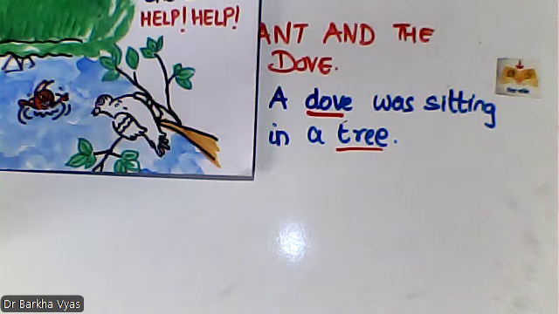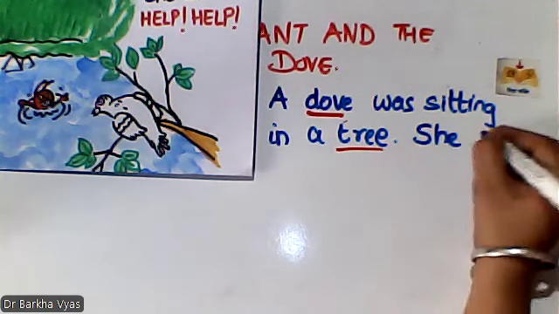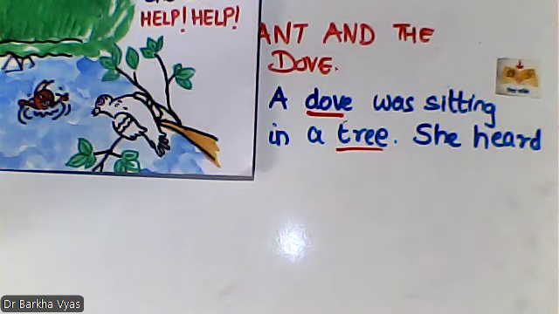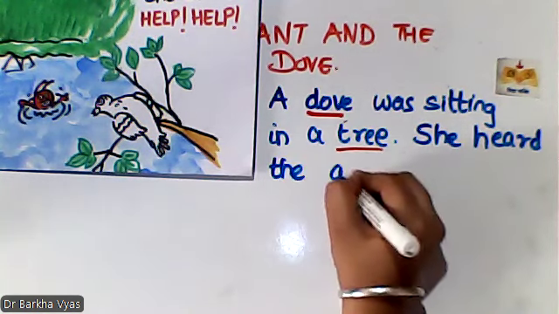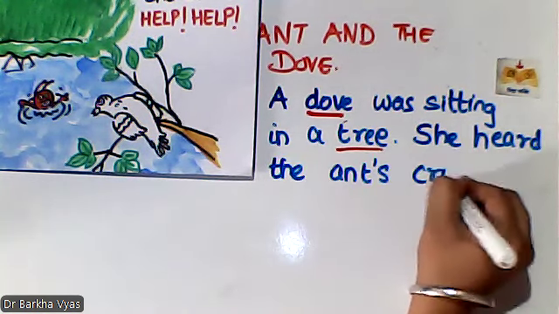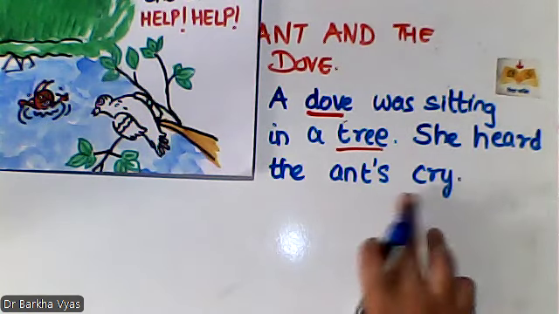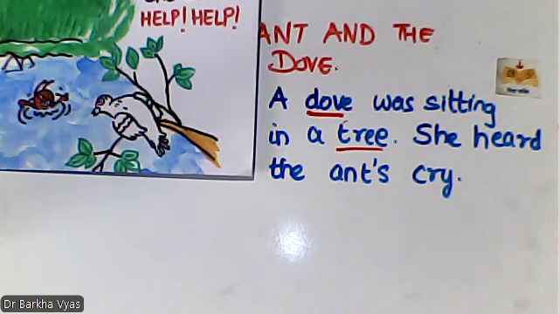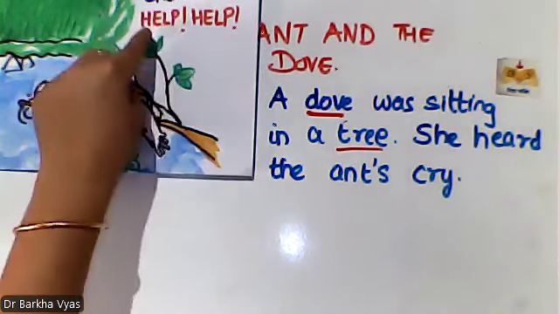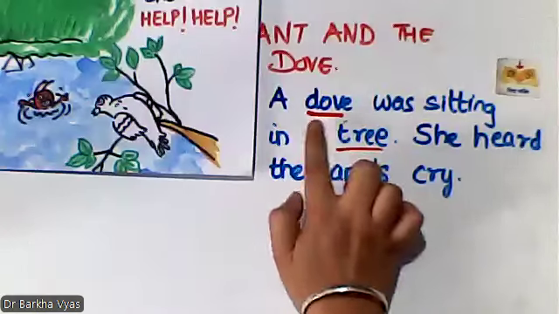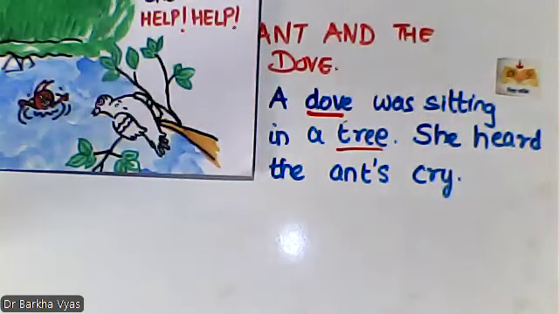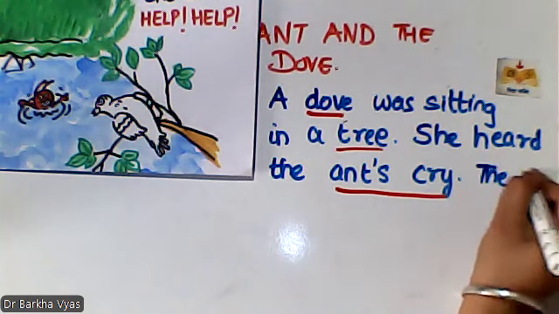Okay, then what happened? She heard, heard यानी कि सुनना, ठीक है बच्चों? She heard the ants cry. What did she hear? She heard the ants cry. Cry यानी रोना. And रो के कह रहा है बचाओ बचाओ. So she cried and said help help. So who was sitting? A dove was sitting in a tree. She heard the ants cry. What she heard? The ants cry. Then what happened?